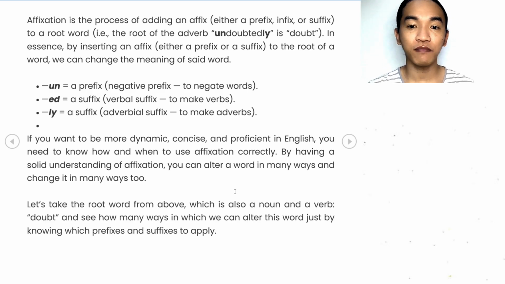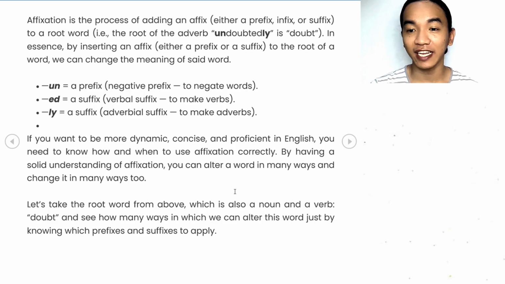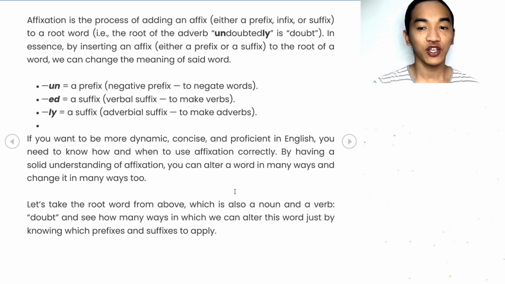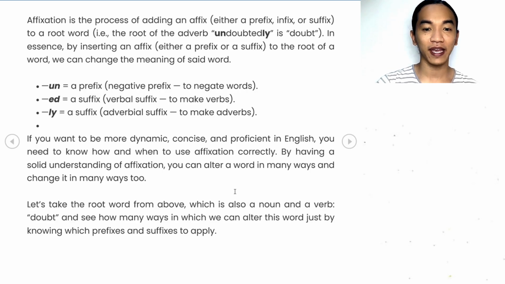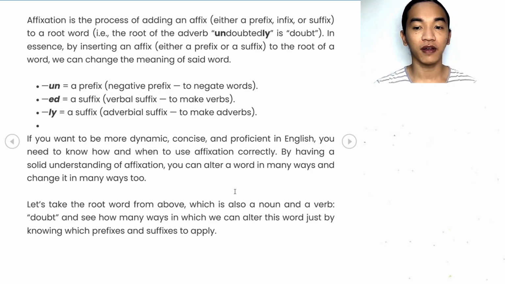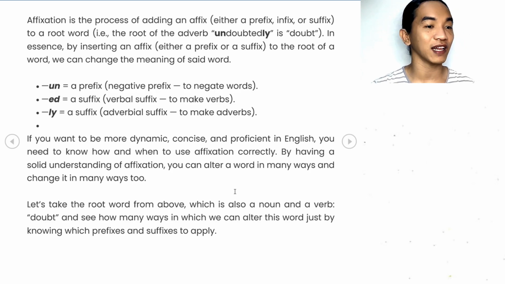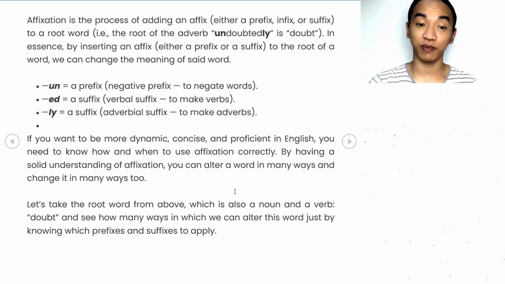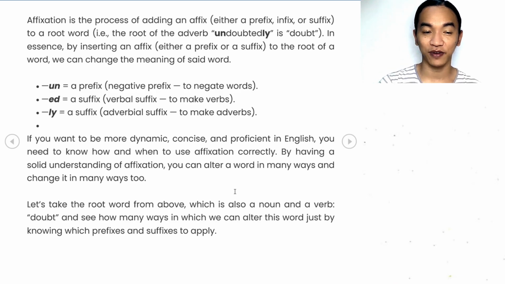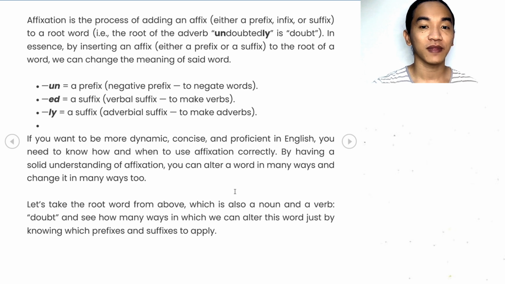Now, if you want to be more dynamic, concise, and proficient in English, you need to know how and when to use affixation correctly. By having a solid understanding of affixation, you can alter a word in many ways and change it in many ways too. Okay, let's take the root word from above, which is also a noun and a verb. Now, let's see doubt, and see how many ways in which we can alter this word just by knowing which prefixes and suffixes to apply.